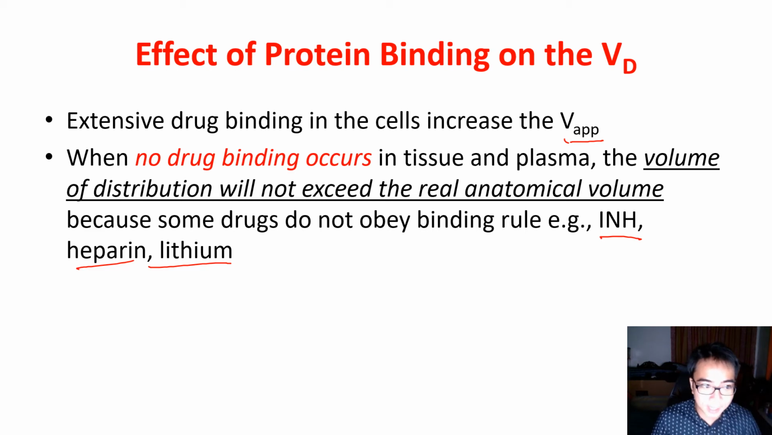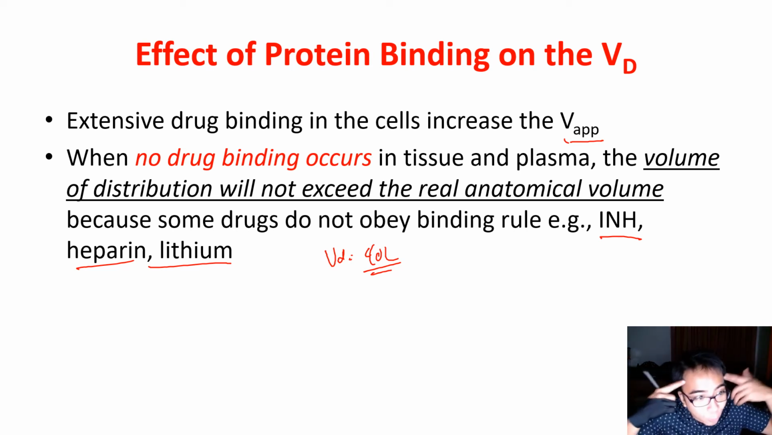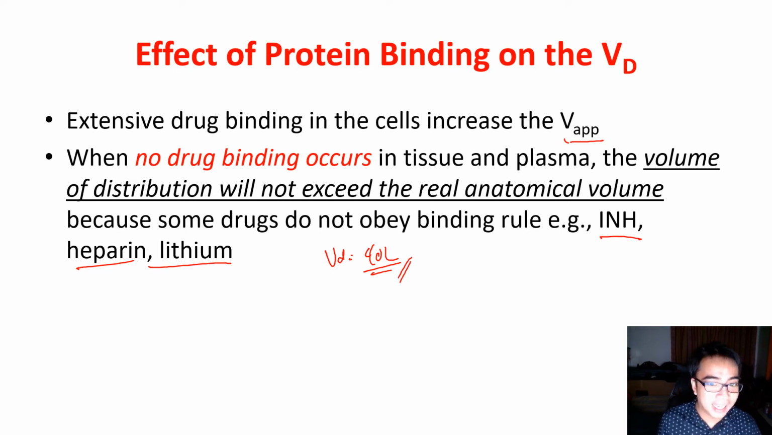Now, the usual volume of the body is 40 liters. This is the average. Okay? 40 liters is the average volume of a 70 kilogram person. That is the total fluids from head to toe of a 70 kilogram person. So if you're using drugs like isoniazid, heparin, or lithium, which do not undergo protein binding, their VD cannot exceed 40 liters. Because if it exceeds, where would it have gone? So are we clear? Okay.